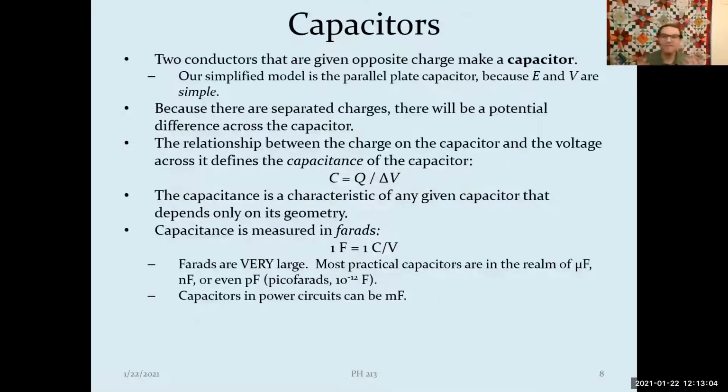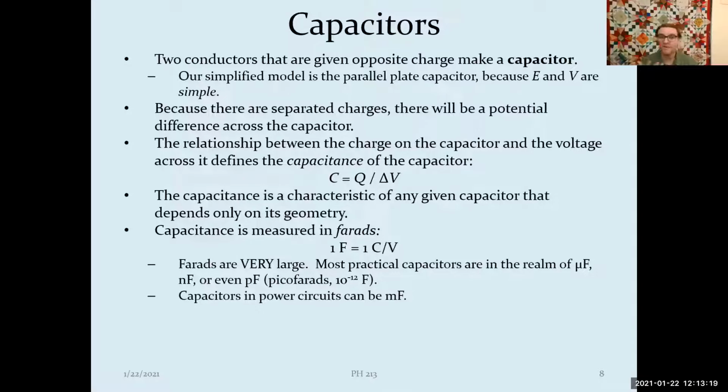So you had a chance to play around with the simulation and get a sense for what capacitors look like, what they do. I'm just going to go through a bunch of facts about capacitors here, talk a little bit about what they are and what they do. We're going to put these into practice in class on Thursday.